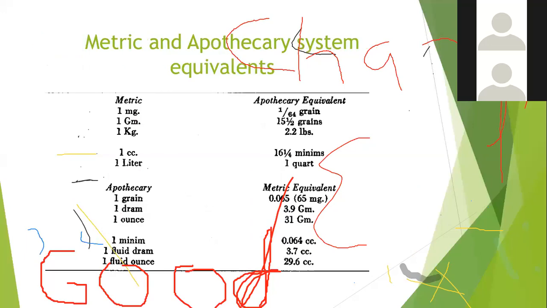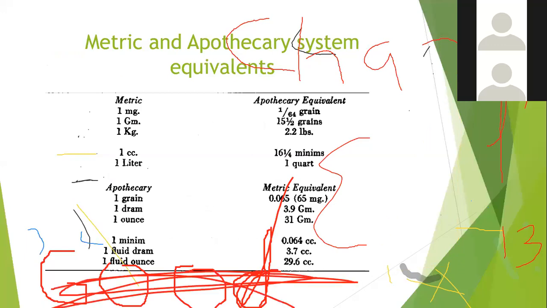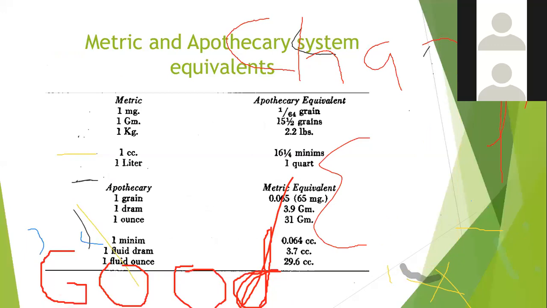We can have the metric and apothecary system equivalent, in the sense that 1 milligram is equivalent in the apothecary system of measurement to 1/64 grain. 1 liter is equivalent to 1 quart. And 1 grain, the measurement in weight of the apothecary system, is equivalent to 65 milligrams of the metric system. For the minim in the apothecary system, it is equivalent to 0.064 in the metric system. So you have the equivalent.